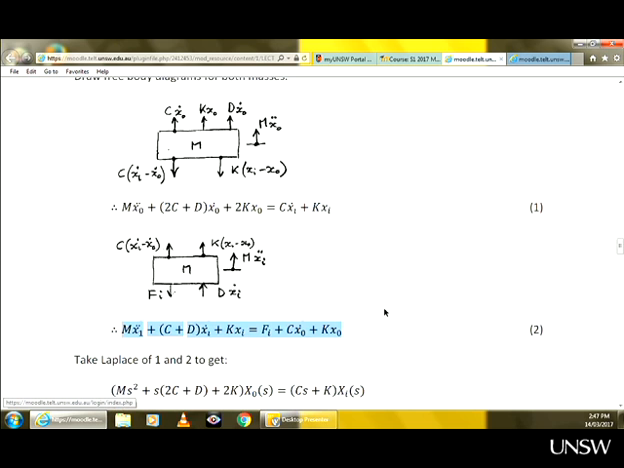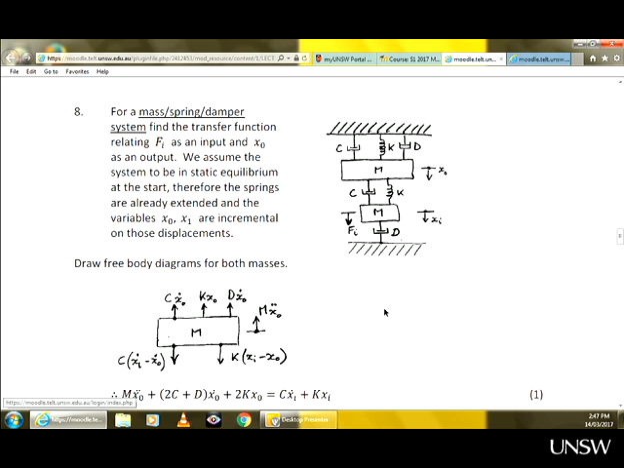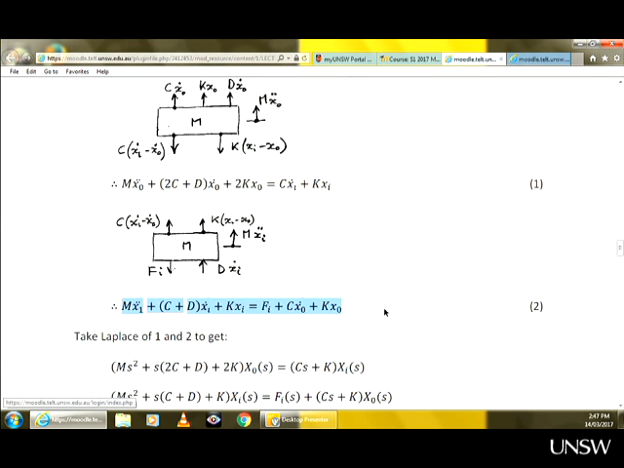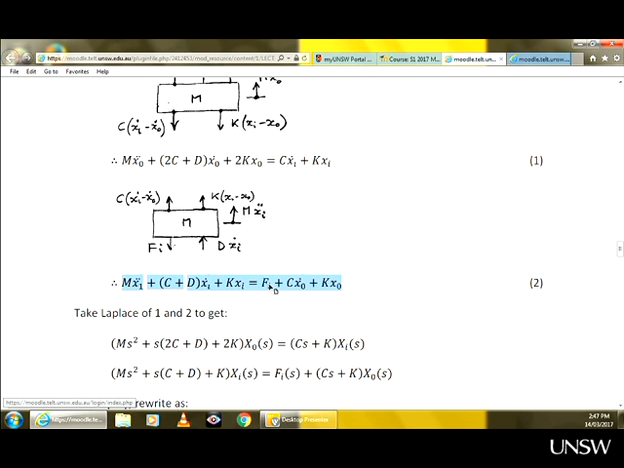So now we have two equations. How many variables? 3. Fi, xi, xo. That's what we want. Now we can play with these two equations. Now the problem is you want to eliminate xi. But in those two equations, you have xi, you have xi dot, you have xi double dot. So eliminating all three could be a tedious process.